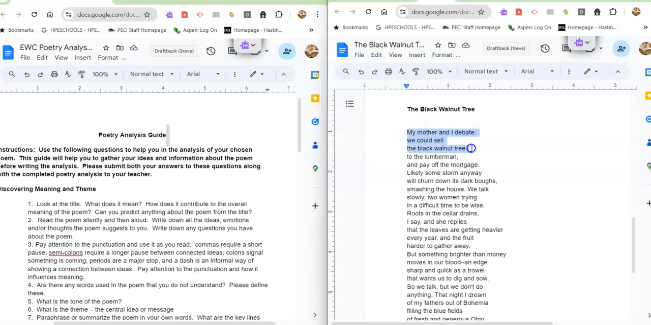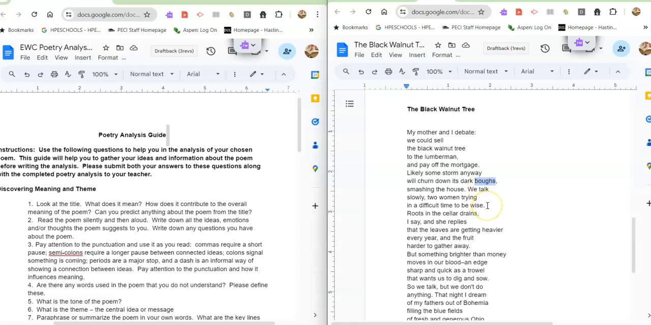So rather, we want to look at clumps of what's actually a statement so that I can try and get an idea as to how to read this. So it should be read, my mother and I debate, we could sell the black walnut tree to the lumberman and pay off the mortgage, period. Right? And we want to do the same here. Likely some storm anyway will churn down its dark boughs, smashing the house. We talk slowly, two women trying in a difficult time to be wise. Other than boughs getting to me.